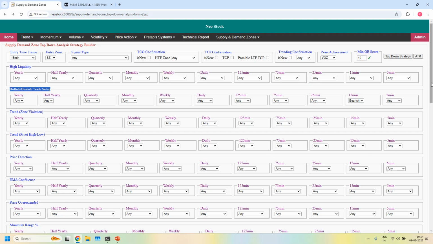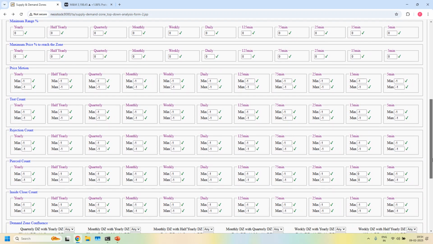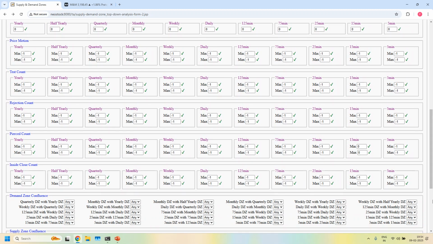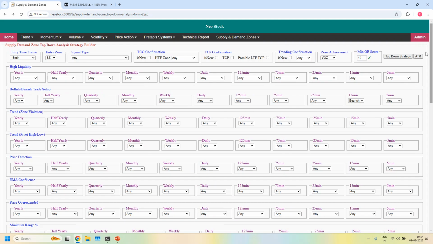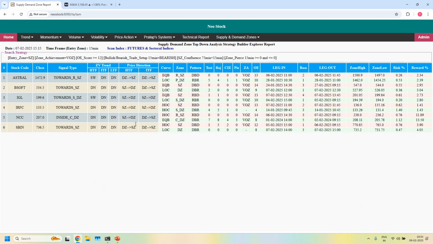First what I do, LTF and ITF: out of the 6 stocks, how many are having 15 minute and 75 minute supply zone confluence. Now you have to look into the supply zone confluence filter. So I am enabling the filter 15 minute supply zone and 75 minute supply zone. This filter I am applying on the 6 stocks. All 6 stocks are filtered. That means in all these 6 stocks, these 75 minute supply zones are overlapped with 15 minute supply zones. These are the 15 minute supply zones, overlapped with 75 minute supply zones.